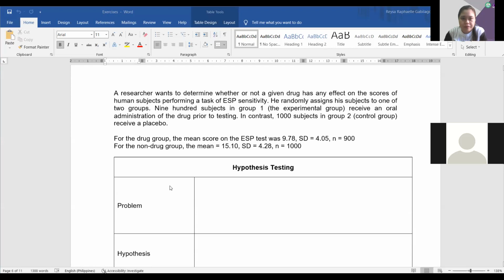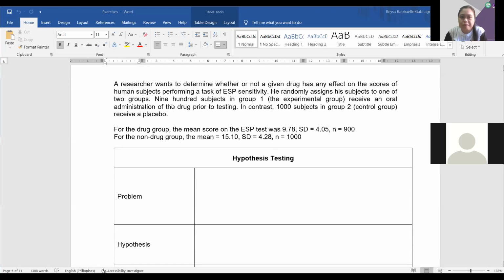So again, the researcher wants to know the effect of the drug. The drug would supposedly affect the human subjects performing a task of ESP sensitivity, whether they get a higher or lower score on the sensitivity test. Group 1 will receive the drug, and group 2 will have the placebo. A placebo is any substance given to a person that really has no effect. The person just doesn't know that it has no effect.